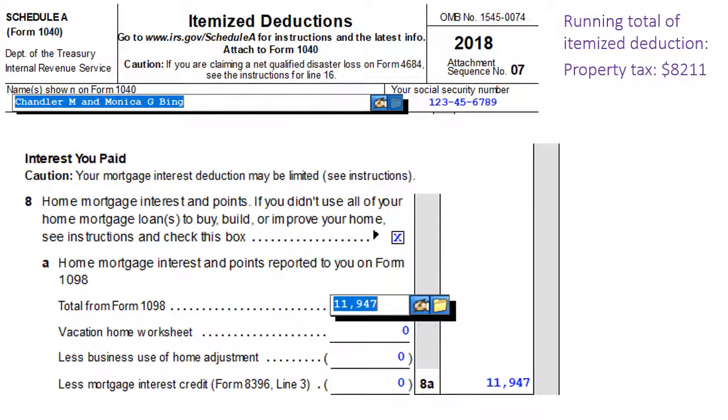Monica and Chandler could deduct the interest on their primary dwelling space. This interest amounted to $11,947. What about the interest on their second home? This is another catch in the case. The interest on the second home was disqualified because Monica and Chandler used that mortgage to purchase cars for their children, not to improve a dwelling or acquire a dwelling.